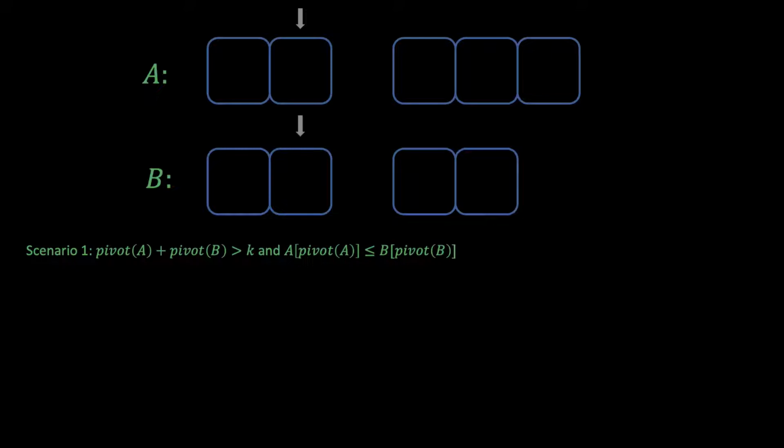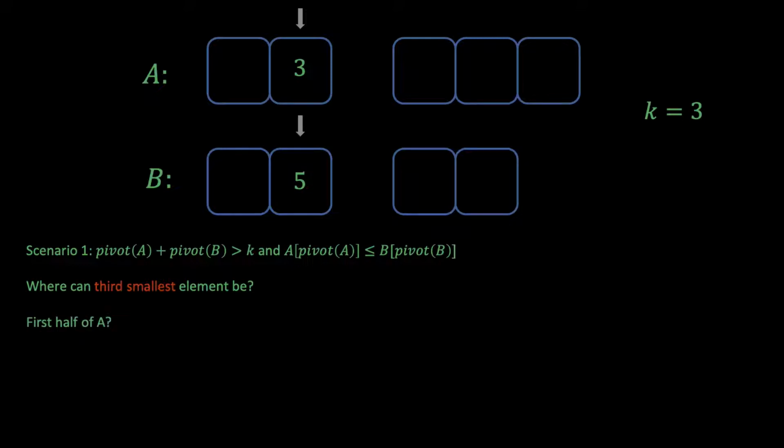Let's set A's pivot value to 3 and B's pivot value to 5, and k equals 3. Observe that pivot of A plus pivot of B is simply 2 plus 2, which is equal to 4, and 4 is greater than k, which is 3 in this case. Similarly, the value of A's pivot is at most the value of B's pivot. Now, let's ask ourselves, where can the third smallest element of the sorted array be?